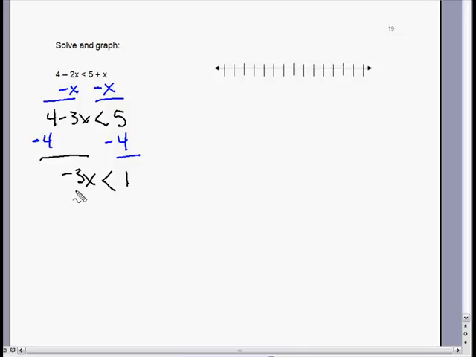X is not alone. It's being multiplied by negative 3. So we can multiply both sides of this inequality by a negative 1/3. And when you multiply by a negative, that's when the inequality changes. Now the inequality points in the other direction. We have positive x is greater than negative 1/3.